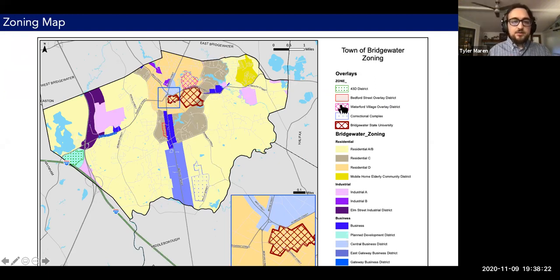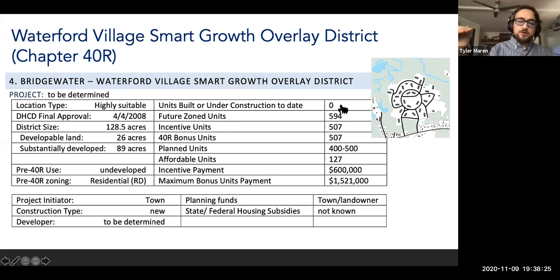Yes, right there, directly north of Bridgewater State, and therefore nearby the MBTA. Unfortunately, this happened in 2008. Nothing was ever developed under the Smart Growth Overlay District from what I can see. The idea was to take the existing Waterford Village apartments and fill them out, build more, make it denser, maybe put some commercial stuff near the corridor. Would have provided hundreds of units. Unfortunately, that did not pan out.